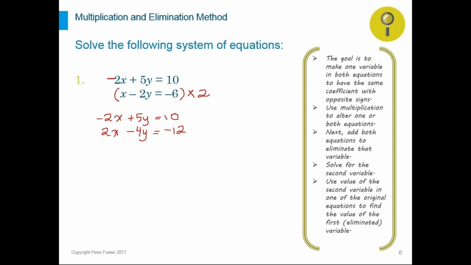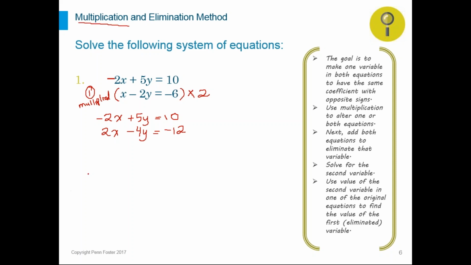Now look at the x's. We have arrived at the goal. The goal is to have the x once with a 2 and once with a negative 2. When we have that, we're able to add both equations and eventually eliminate the x. Let's do that. So the first step I did here is we multiplied. That's the first section of the method.